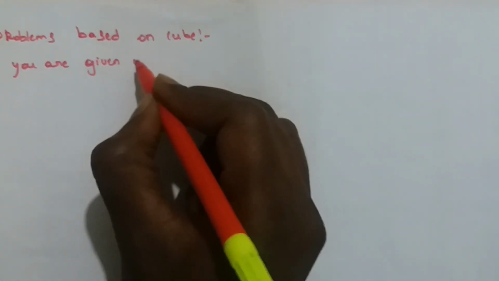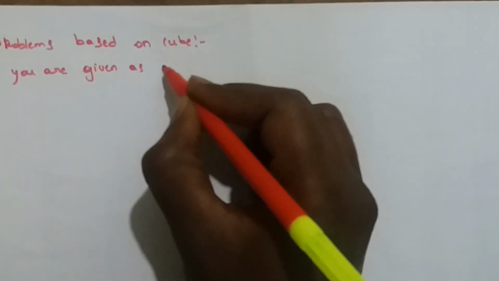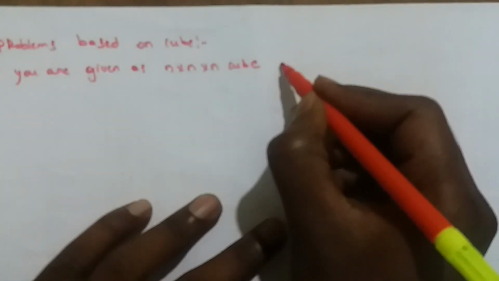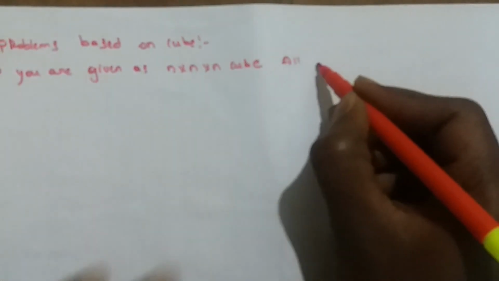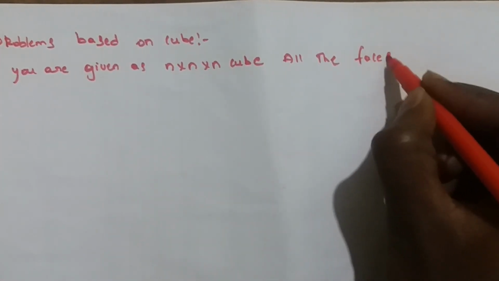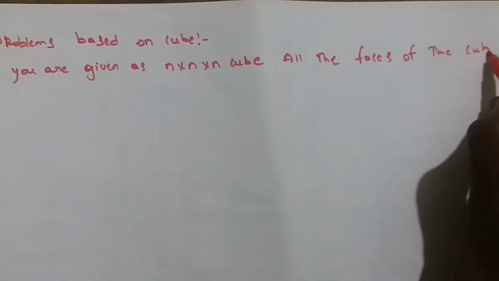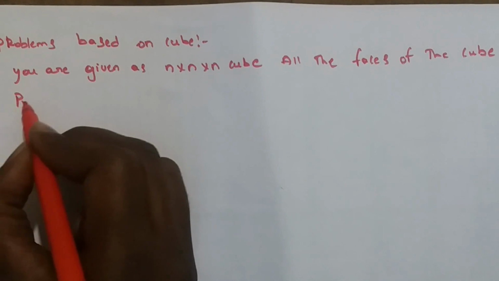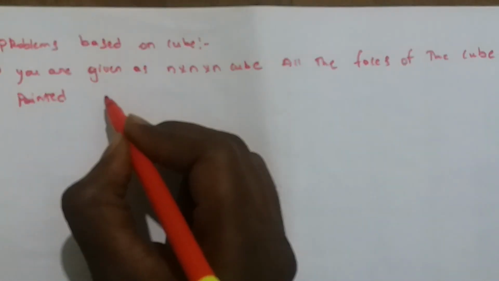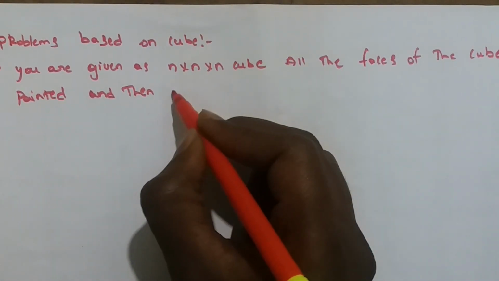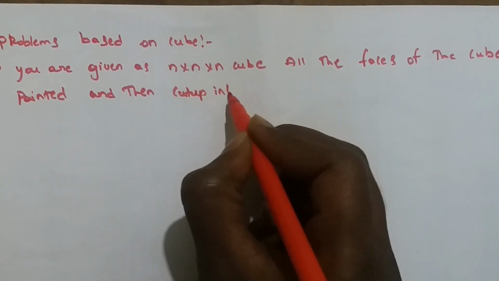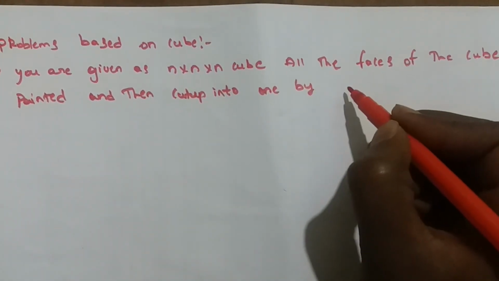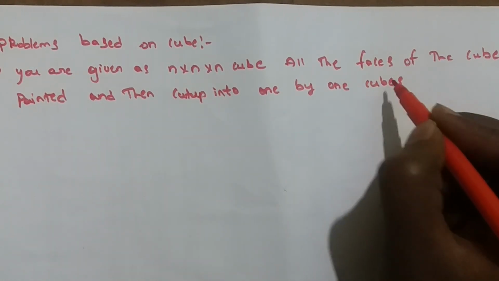The cube is given as n into n into n. All the faces of the cube are painted and then cut up into one by one cubes.